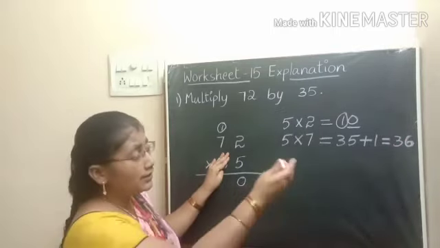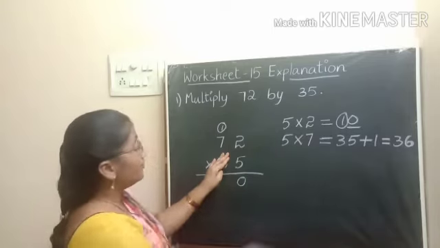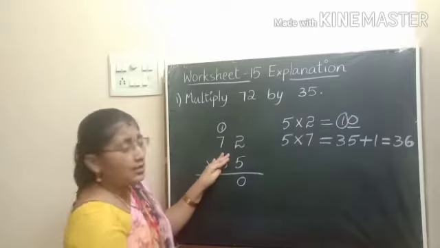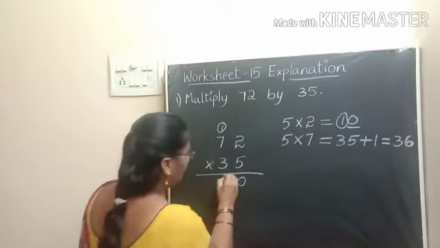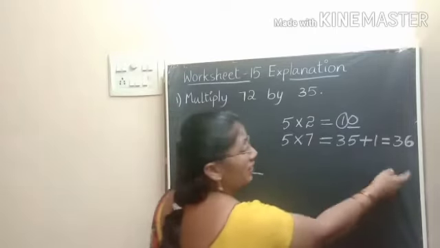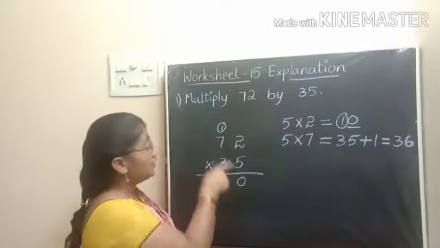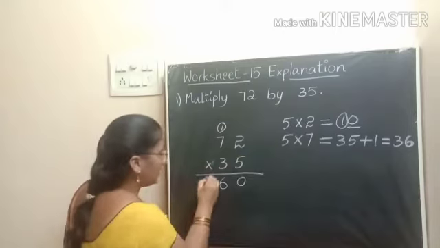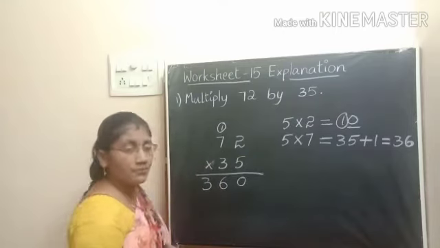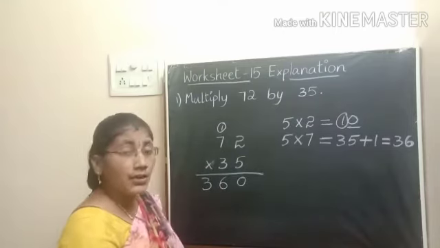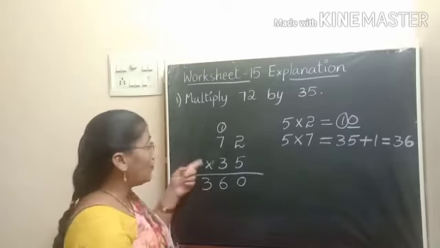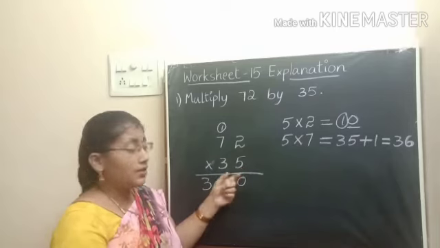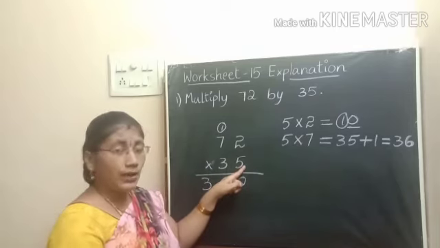Now we should write 36 here because there is no other digit to pass the carry. Actually we have to write 6 here and pass 3 as carry, but there is no other digit to multiply. That's why we write 3 also here. Understood, children? Now this is the result of 72 into 5. This line belongs to 5.